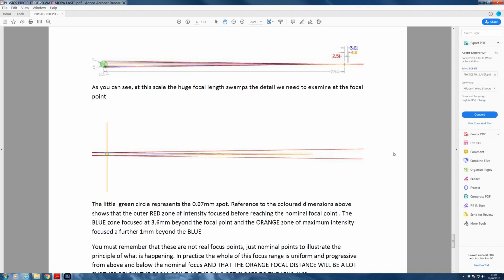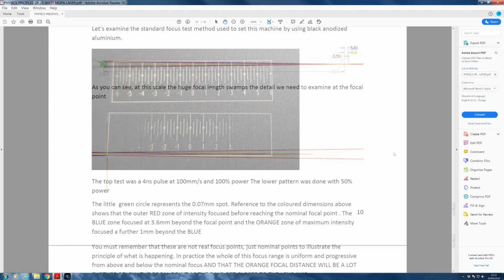But what we're really saying is, look, just take a look at my little top picture there where it says 3.61 and 4.6. Okay, that means the yellow beam is roughly a millimeter beyond the blue beam, which is not really true because that yellow beam is likely to be meters effectively beyond the blue beam once it gets to its extremity. Let's just guess and say that the integration point where we get maximum intensity of all these beams combining is 5 millimeters below the focal point.